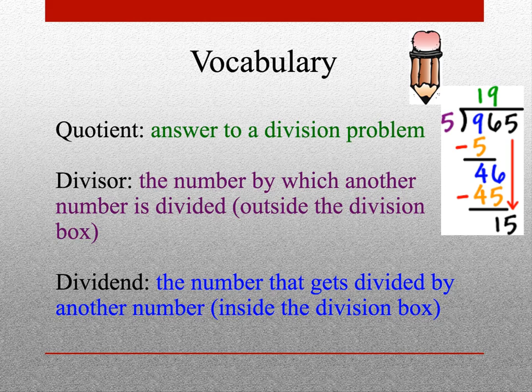First, we have the quotient. That's basically the fancy way of saying the answer to your division problem. There's also the divisor. That's the number by which another number is divided. It's on the outside of your box, like right here. And then the dividend is the number that gets divided by another number. That's inside your box, right here. Since you see the pencil sign, go ahead and pause this video for a moment and write these key vocabulary words into your notes.